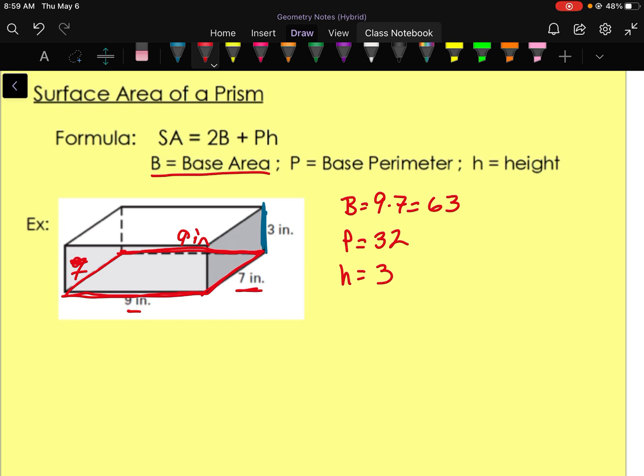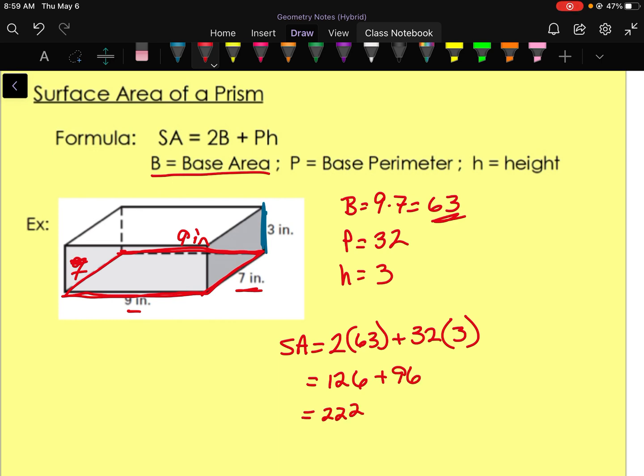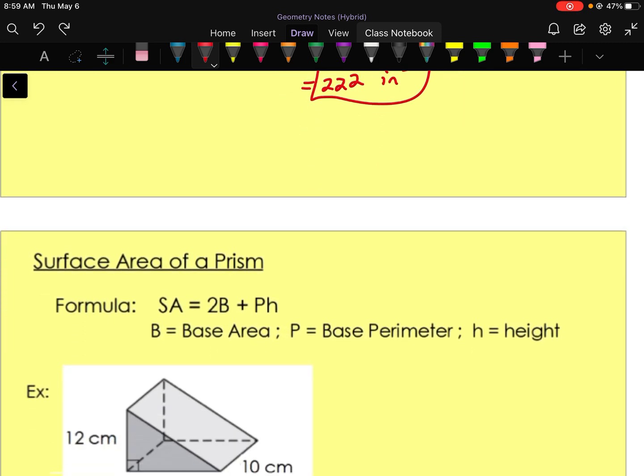There we go. So we have everything we need. To find the surface area, I take 2 times B. B was 63, plus the perimeter, 32, times the height, which was 3. So that's going to be 126 plus 96. If you add that up, we get 222 inches squared. Because we're still talking area here, the A stands for area, we're still in whatever units squared.